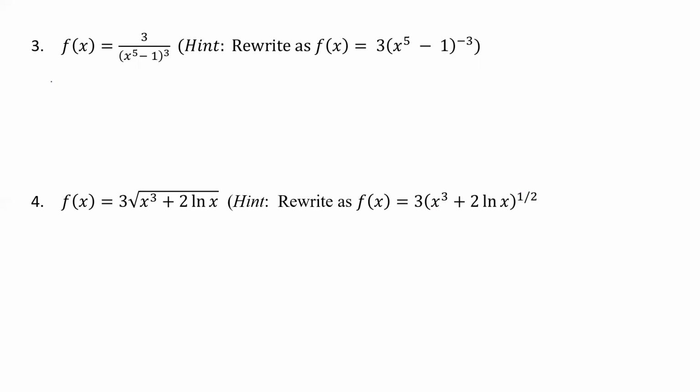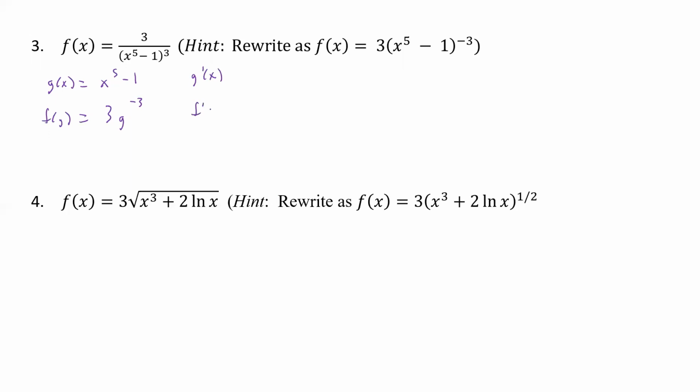So with this one, we have our g of x is equal to the inside. Well, that's going to be my inside, x to the 5th minus 1. And my f of g then is going to be 3. And now, again, we're going to look at it in this fashion here. So it's going to be 3g to the negative 3. All right.